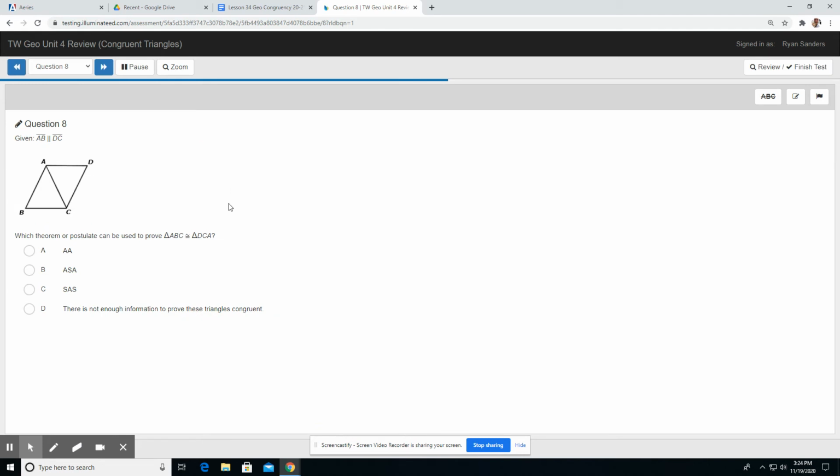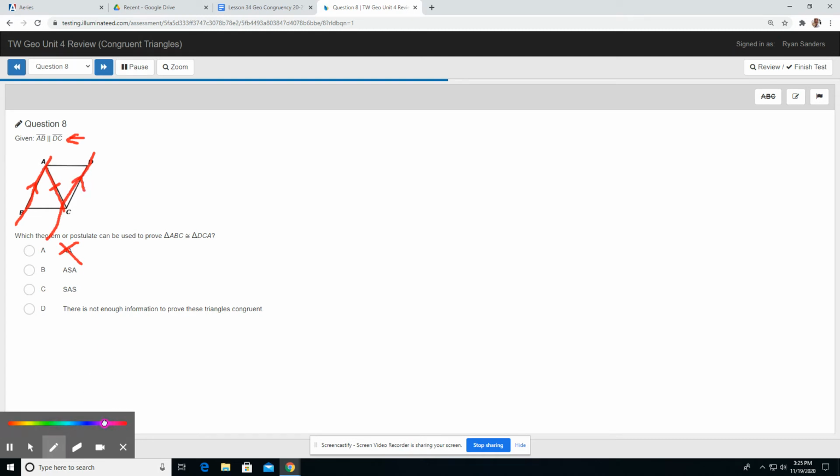All right. Which theorem or postulate can be used to prove that these are the same? Okay, well, we've got a shared side, so that matches. That's the reflexive property. So we've got this shared side. AA is definitely not it. ASA, SAS, or there's not enough. Oh, I didn't even see that. It's kind of tiny right there. It's given that AB is parallel to DC.